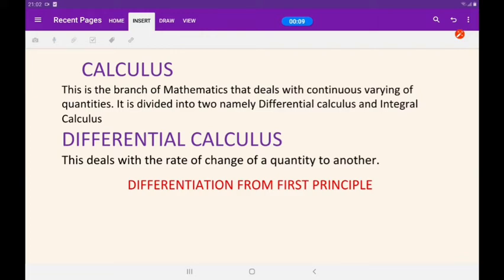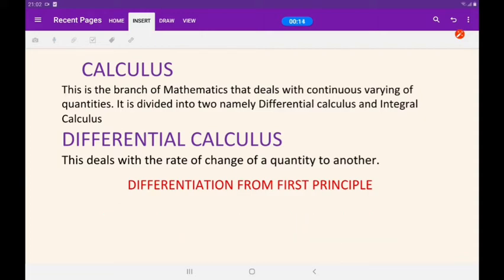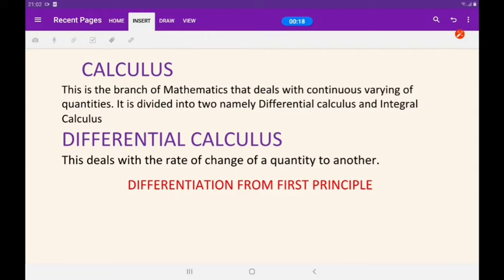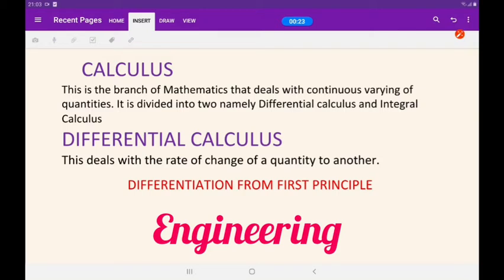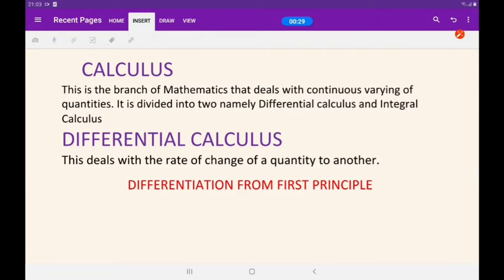Shall be taking a topic in mathematics, calculus. A topic in mathematics that cuts across so many fields of studies, for example, in engineering, in accounting, in medicine, and so many others. Calculus is a branch in mathematics that deals with continuously varying quantities.